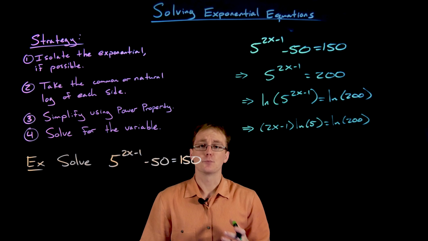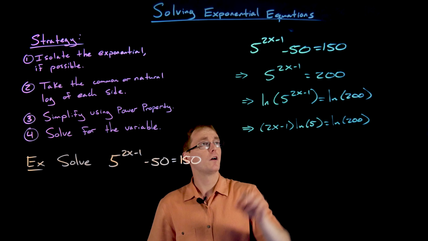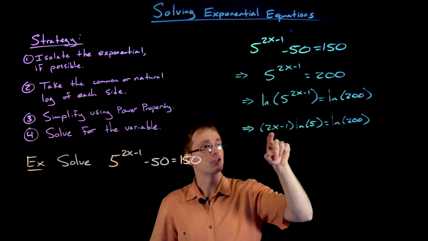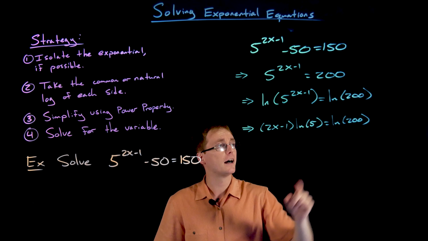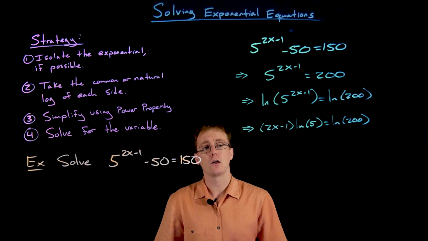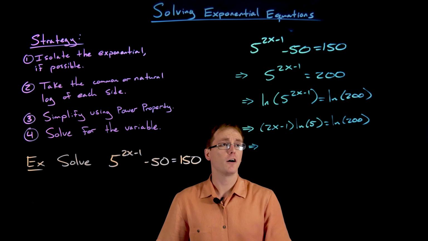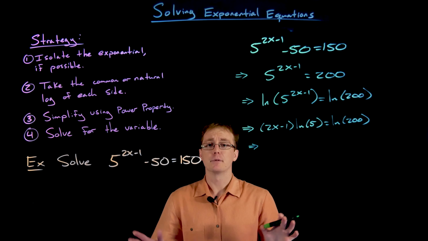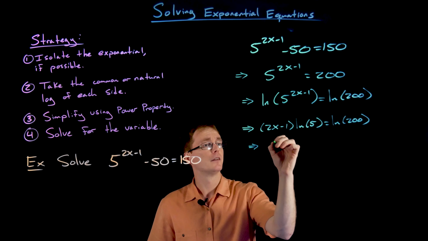And so that allows us to rewrite our equation now as the quantity 2x minus 1. That was our exponent. But now 2x minus 1 is multiplied by the constant number, the natural log of 5. And that's equal to the natural log of 200. And so now to finish this problem off, we just have to solve for x. And believe it or not, this is now just a linear equation that we have to solve for x.